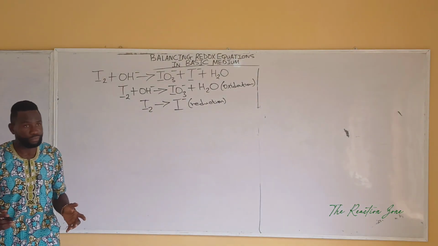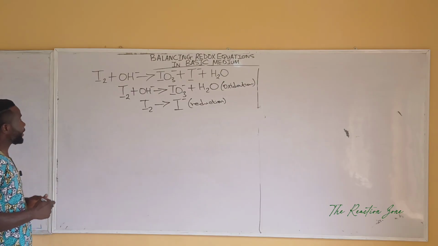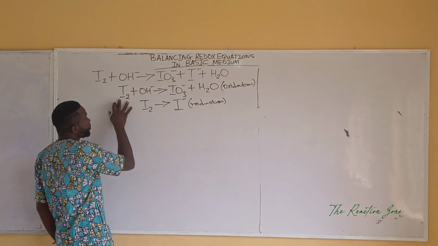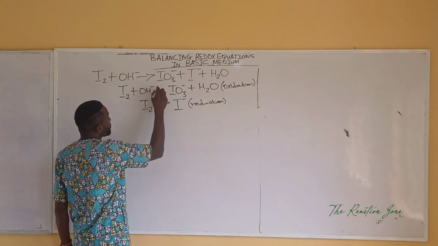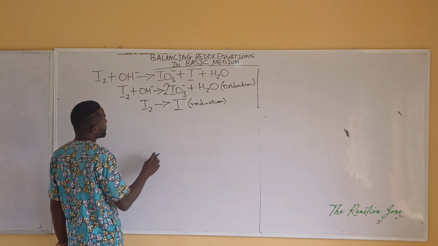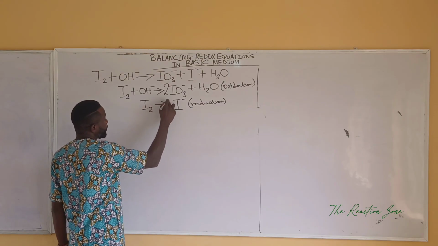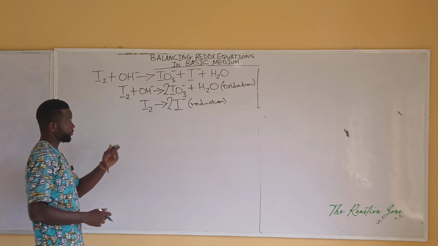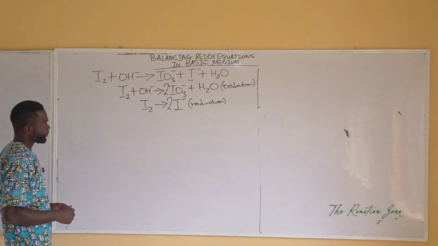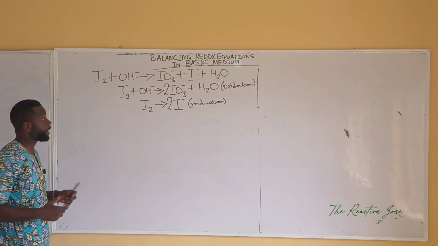The next thing to do is to balance atoms that are neither hydrogen nor oxygen. Iodine atoms here is 2, this is 1. So what we'll do at this point is to add 2 in front of IO3 minus. Iodine atoms here is 2, this is 1. So what you do here is to add 2 in front of I minus. Now that that is the case, we can now balance with respect to oxygen and hydrogen.